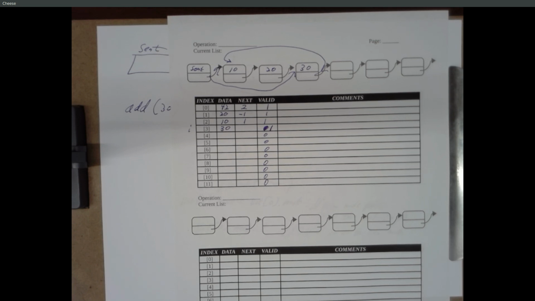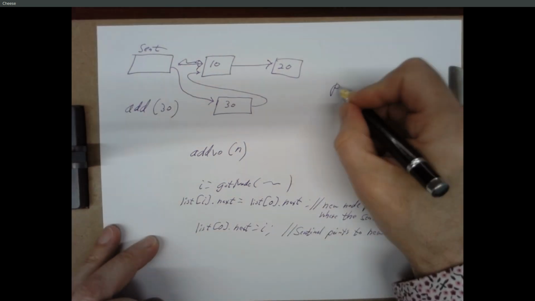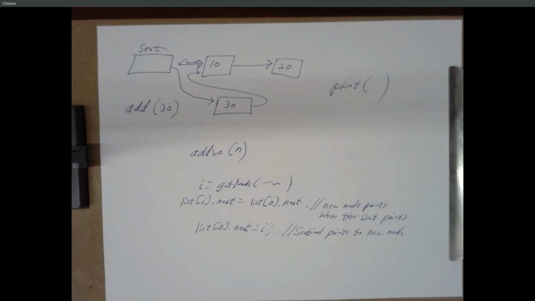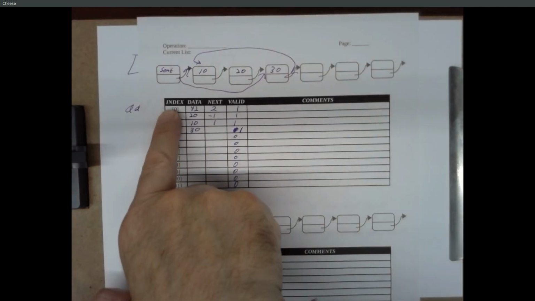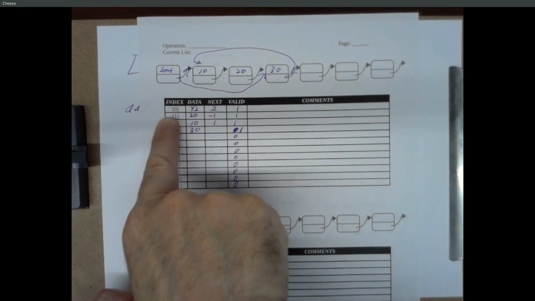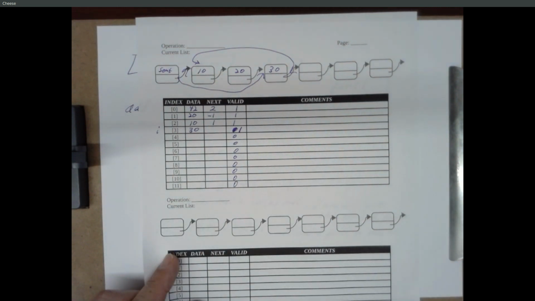Once you figure that out, once you can do add version 0 and this array makes sense to you, go ahead and write print. So write a print function that will take an array of struct nodes and do what you would do manually. Start with the sentinel, look at the next field, print out that data value. Look at the next field, print that data value, look at the next field. It's -1, we're done.